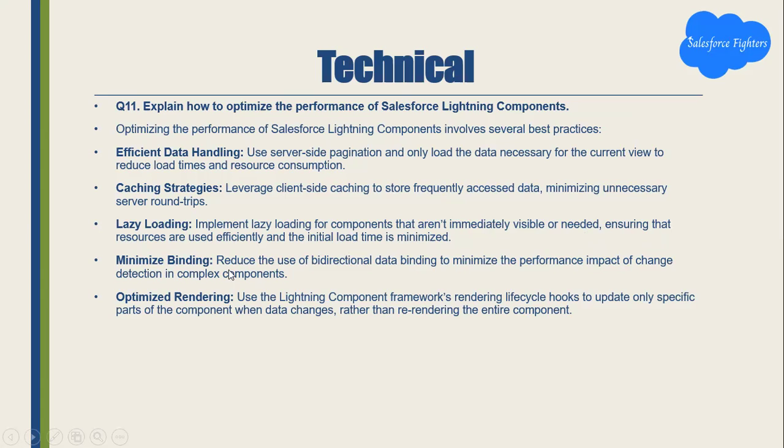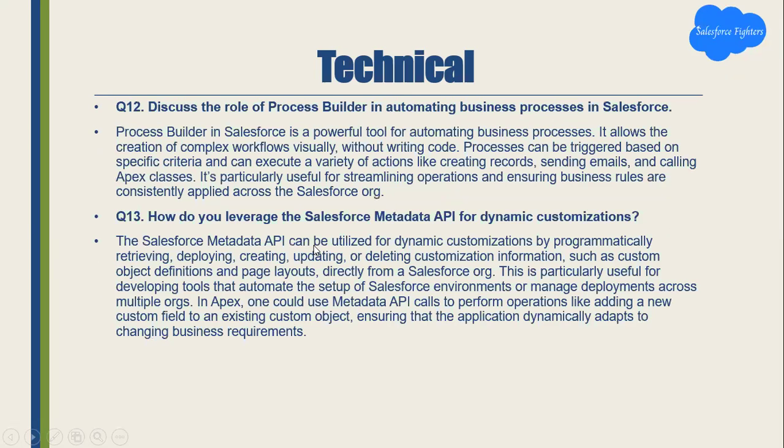Fourth, minimize the bindings. Reduce the use of two way data bindings to minimize the performance impact of change detection in complex components. Fifth, optimize the rendering. Use the Lightning component framework's rendering lifecycle hooks to update only specific parts of the components when data changes, rather than re-rendering the entire component.